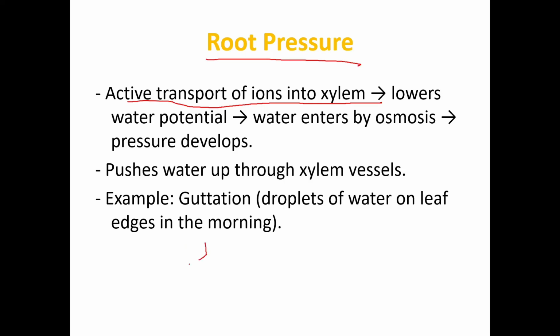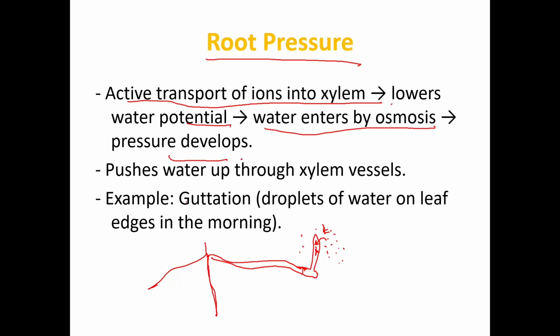So this is the plant root basically. I just drew one. This is one root, and this is a root hair cell. This is the ion in the soil. Ions travel from the low region towards the high region. So it's a kind of active transport, lowering water potential, water enters by osmosis, pressure is developed, and this pushes water up through the xylem vessel.